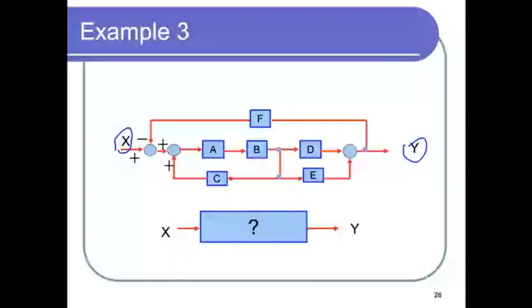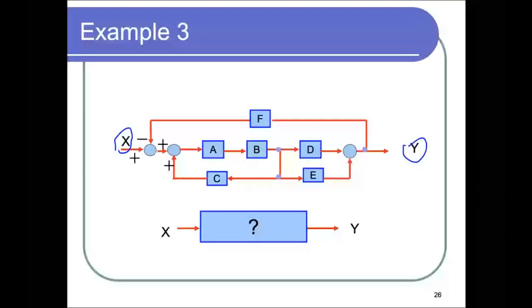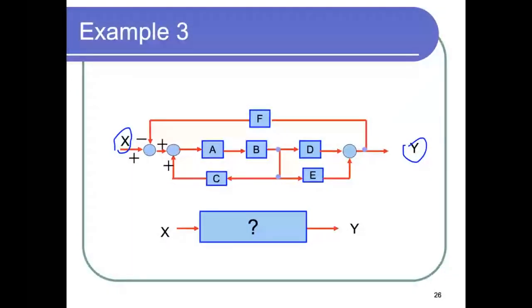If the input here is U and the output here is Y, then we have U going to this block, and then you have Y coming out of this block. That's it. It's pretty straightforward. So Abdul Wahab, do you now know how to do this? Good.